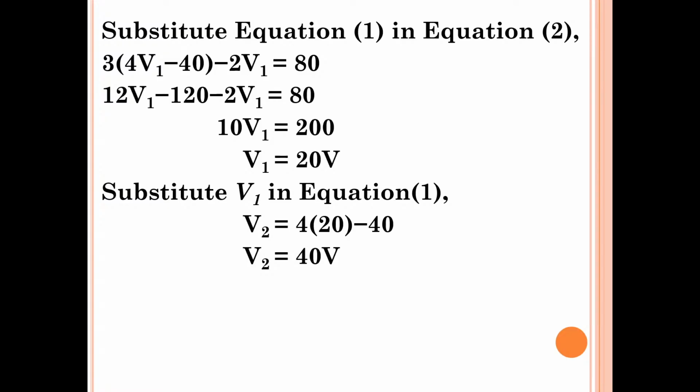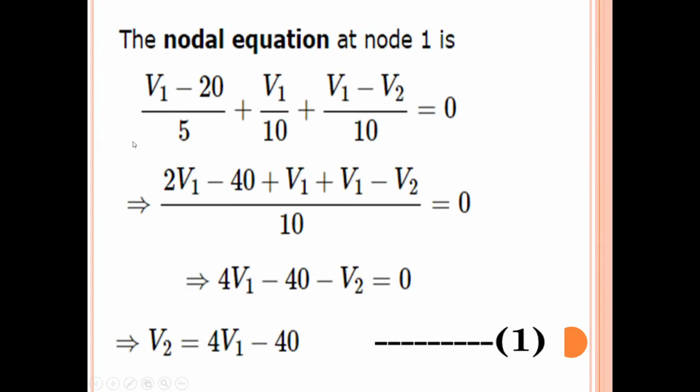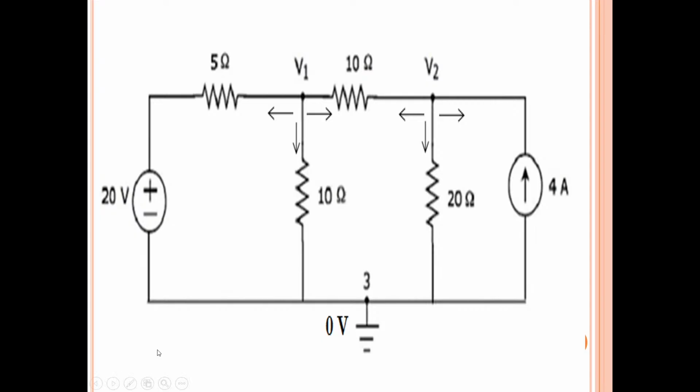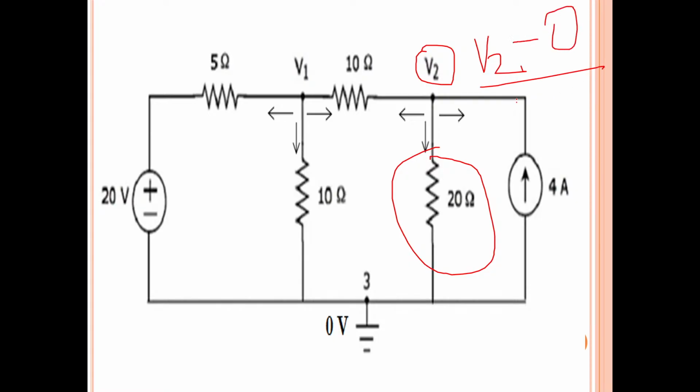So if you remember, they have asked us to determine the current flowing through 20 ohms. So simply, what is the equation for the current flowing through 20 ohms? So this is 20 ohms, isn't it? What is the current through 20 ohms? V2 minus 0, divided by 20. So this is the current through 20 ohms.